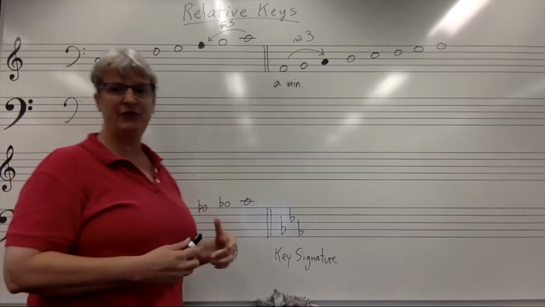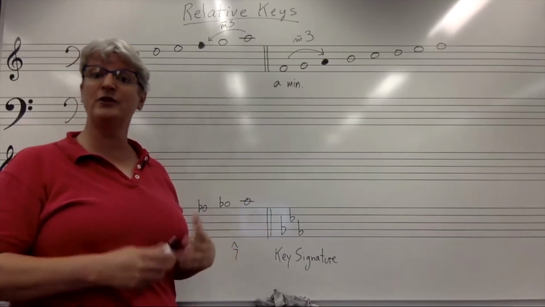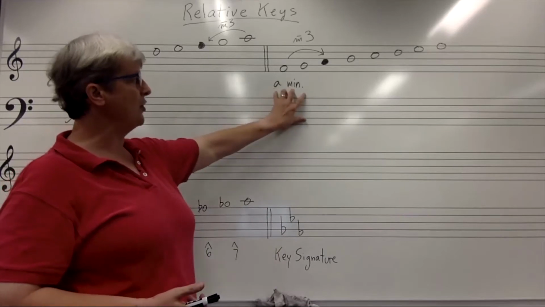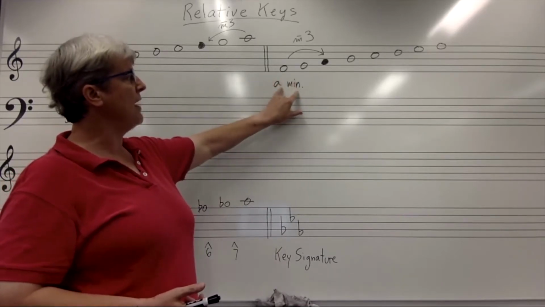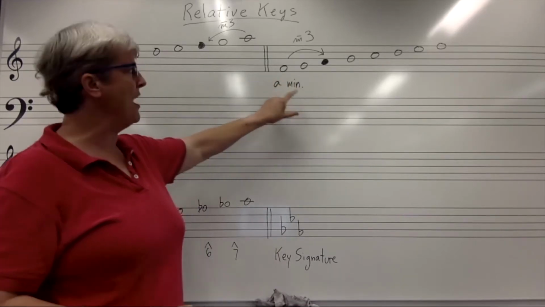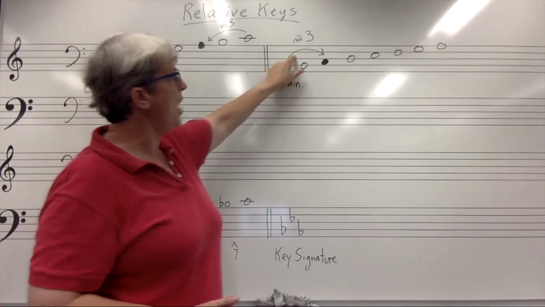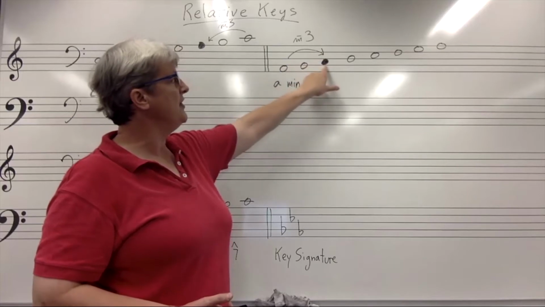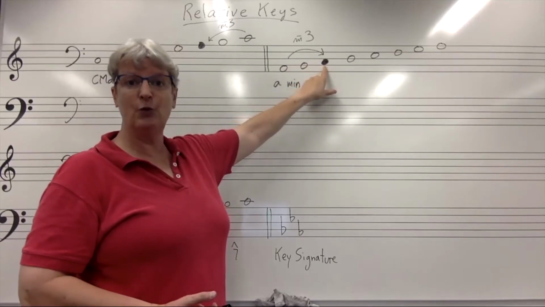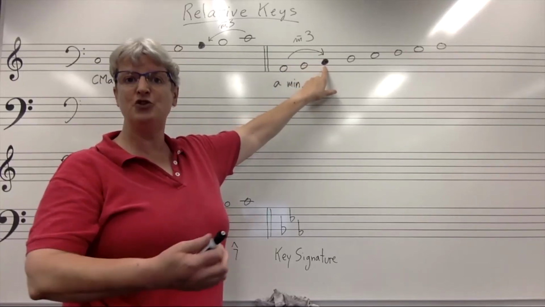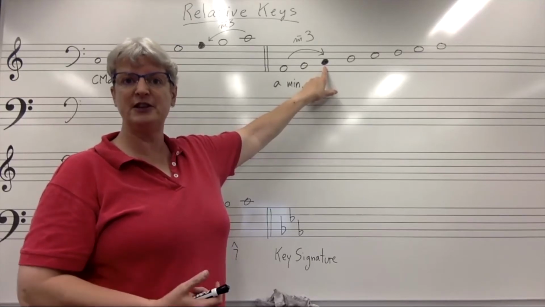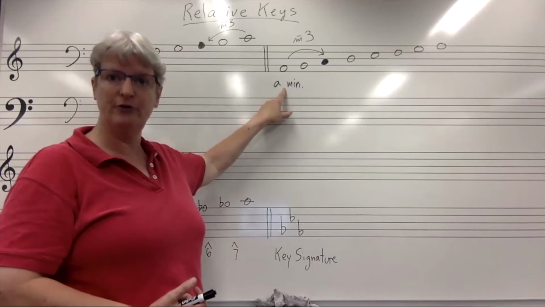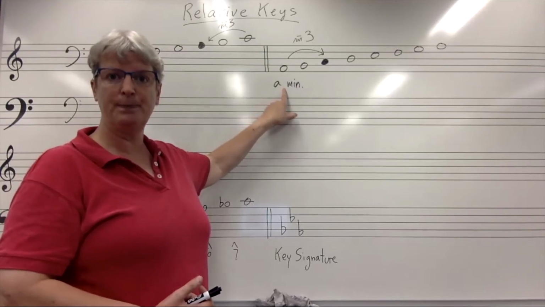Or if I ask the question a different way, if I say, what's the key signature of A minor? You would say, okay, A minor, I want to figure out what the relative major of A minor is, so I'm going to go up a minor third from A to C. That tells me that C is the relative major. C major has no sharps, no flats in the key signature. Therefore, A minor has no sharps, no flats in the key signature.